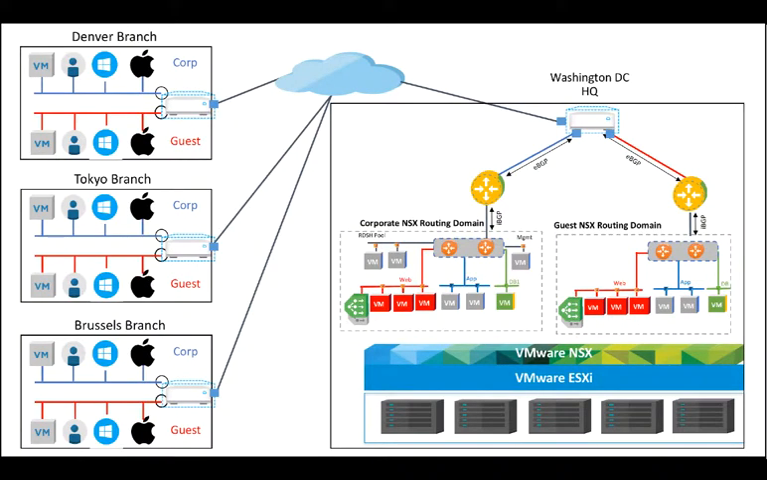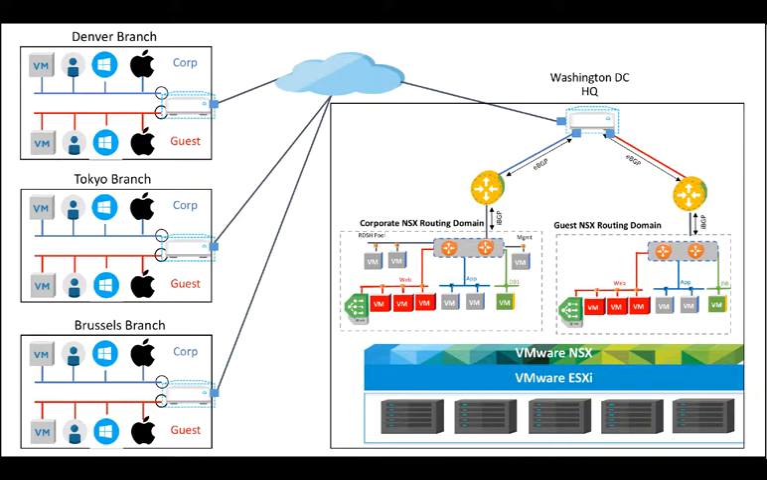Throughout this demo, I'll be using a healthcare customer called Elastic Sky Healthcare. Here you can see a very much simplified diagram of their network. On the right side, you can see their headquarters in which they're running VMware NSX and hosting all of their applications. On the left side, you can see a couple of branch offices. These are hospitals: the Denver branch, the Tokyo branch, and the Brussels branch.